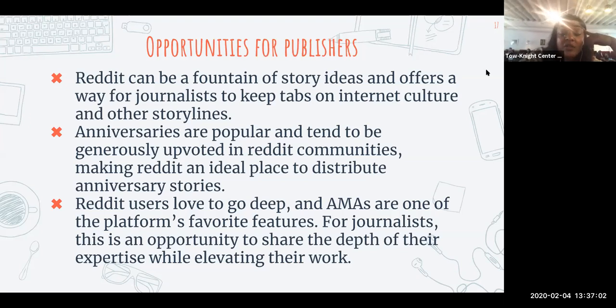Reddit users love to go deep. I know that on Twitter, it can feel a bit superficial. People are sharing stories they haven't read. It's clear that they don't actually know the subject matter they're sharing. Well, Reddit is different. This is a place where people will go deep. They're more likely to actually read stories before commenting on them. They really value deep expertise and deep dives into things. And that's one reason that AMAs are one of the platform's favorite features. This allows you to really dive deep into a specific topic with an expert on that topic. And I think that's valued more on Reddit than it is on, let's say, something like Facebook.